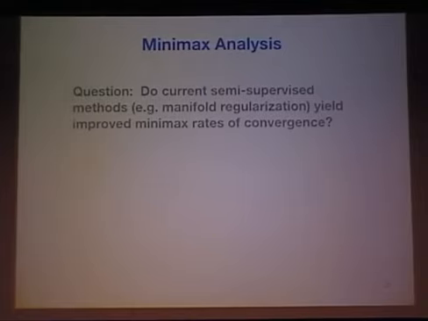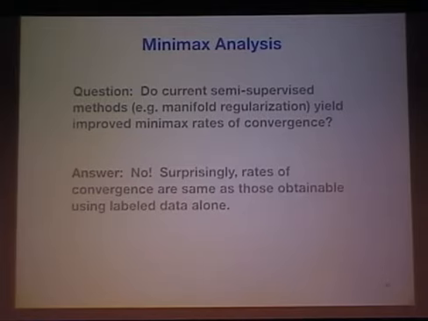Okay, so again, there's a string of papers on these kinds of techniques, all reporting good results on certain tasks. What's going on? In particular, on examples like the ones I showed you, it looks like we're learning very fast. So we can ask, in theory, do these methods yield improved minimax rates of convergence? That's the question we asked, and the answer is no. The rates of convergence are the same as if we only use the labeled data. So minimax theory does not explain what's going on.